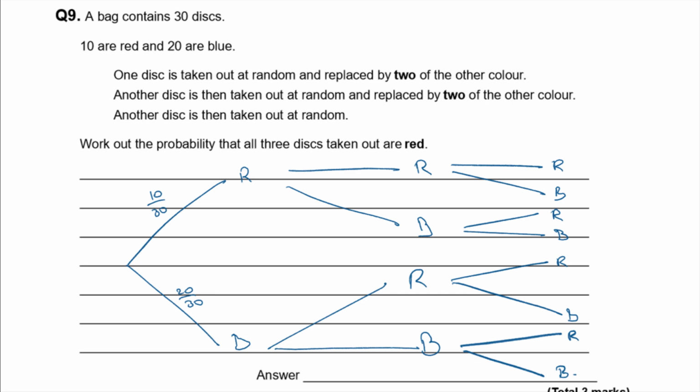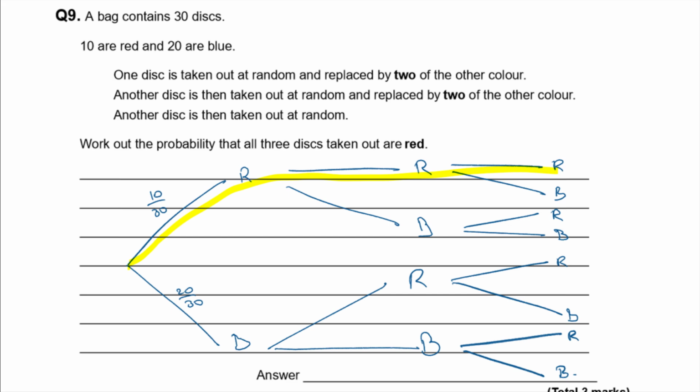I'm probably not going to bother doing all of it because I don't need to work out all of it. I just need to work out the probability that all 3 discs taken are red. So I'm going to concentrate on working just this route out really, because I can't really be bothered to do all that extra work. It's not going to get me any more credit. So 10 over 30 chance of getting red.